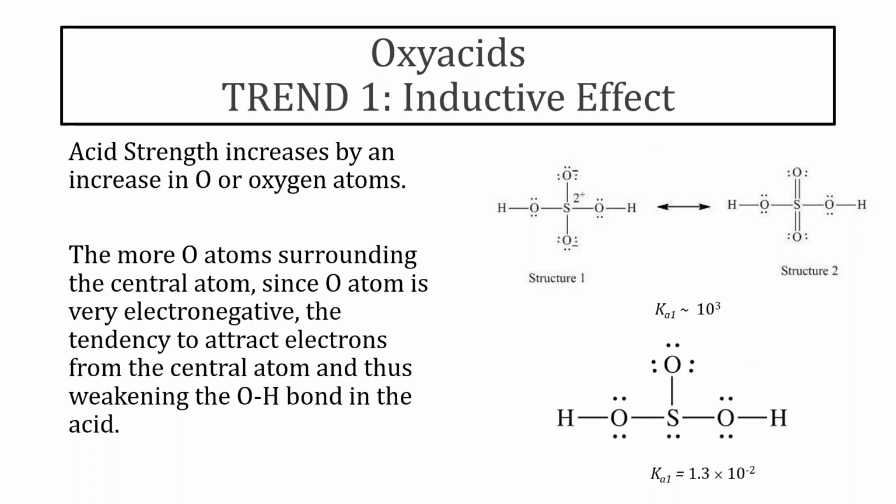bond in the acid. The example shown has H2SO4, or sulfuric acid, with a K1 of about 10 to the 3, in comparison to H2SO3 with a K1 of 1.3 times 10 to the minus 2. The reason is that there is resonance around the central atom, drawing electron density away from the Y atom, and instead drawing electron density from the OH bond, weakening it, leading to the increase in acidity. In other words, the more O atoms around the central atom, the stronger the acid.